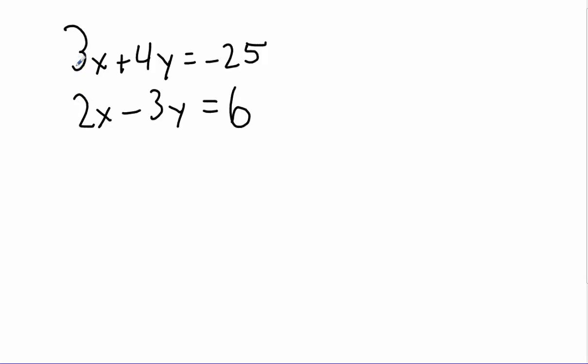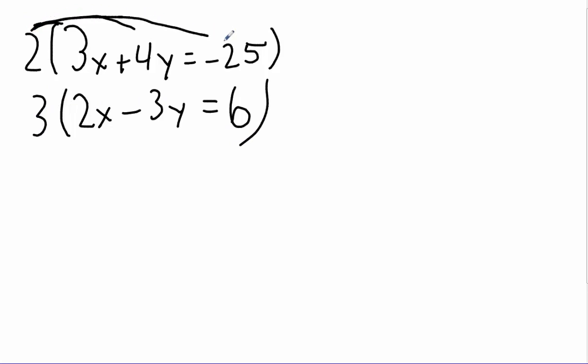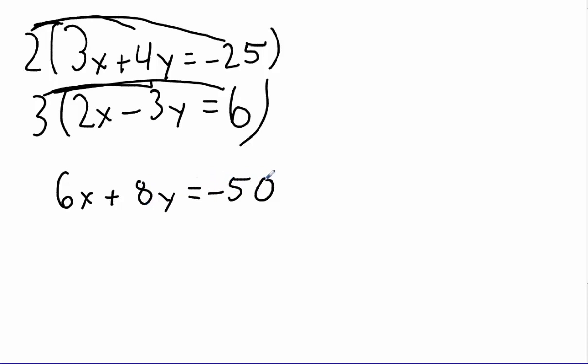The easiest number that I can think of that has a 3 and a 2 as factors is 6. Now in order to make this 3 become a 6, we need to multiply by 2. In order to make the 2 become a 6, we need to multiply by 3. Just like in the last one, when we multiply the number or distribute it in, we multiply everything. So don't forget that. You're going to get a 6x plus 8y is equal to a negative 50, and 6x minus 9y is equal to 18.